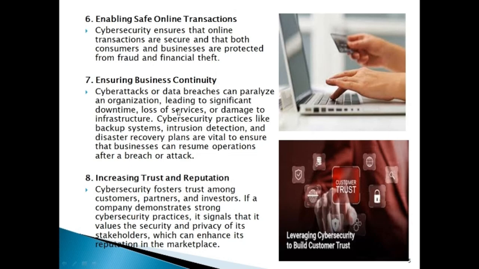Now, cybersecurity practices like backup systems, intrusion detection, and disaster recovery plans are vital to ensure that businesses can resume operations after a breach or attack. So after every attack and it is shut down, cybersecurity professionals are expected to reactivate that system quickly so that customers can continue to interact with the business.